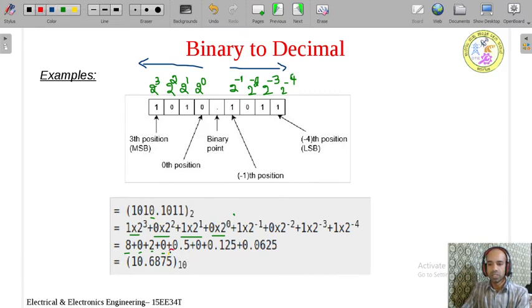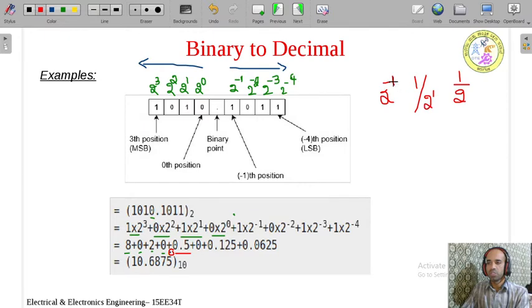So this is the binary point you are having. After this number, the binary point is there. Then 2 power minus 1. What is 2 power minus 1? 2 to the power of minus 1 is nothing but 1 divided by 2 power 1. What is 2 power 1? It is equal to 2, so 1 by 2 is nothing but how much? It is equal to 0.5. So 0.5 into 1 is 0.5 only. This is 0.5.